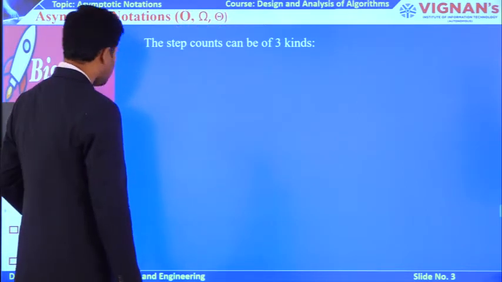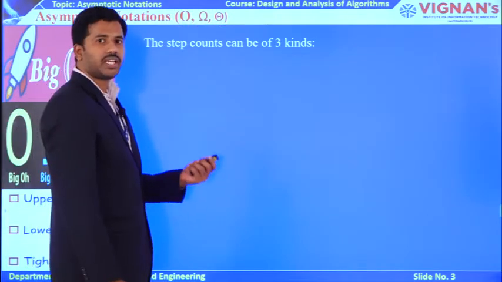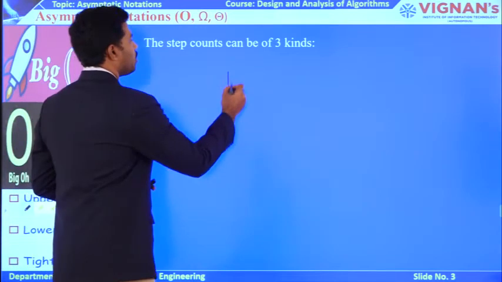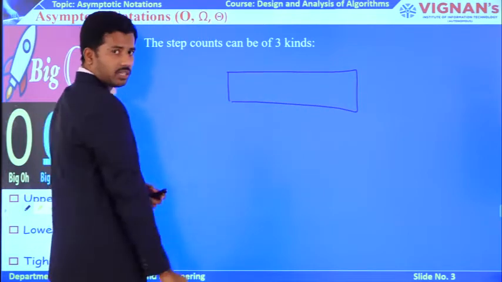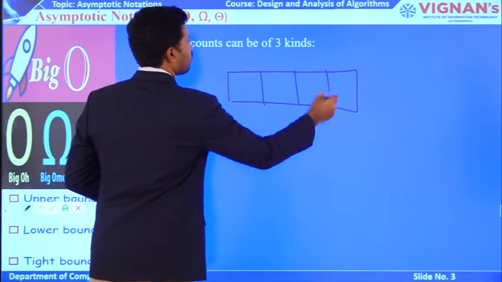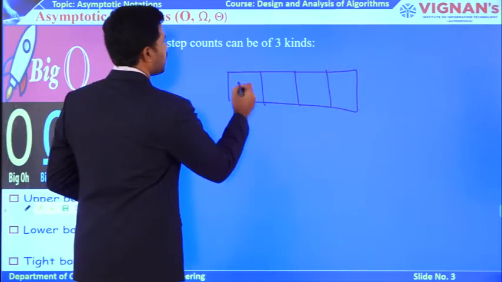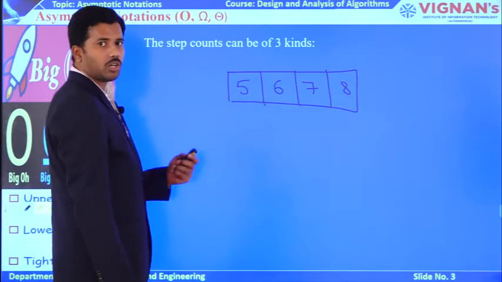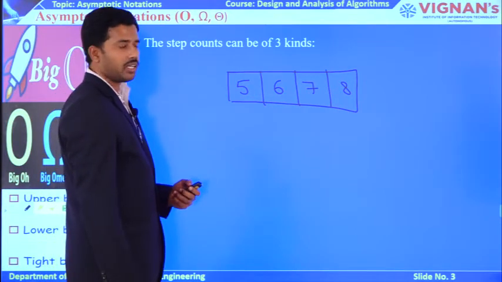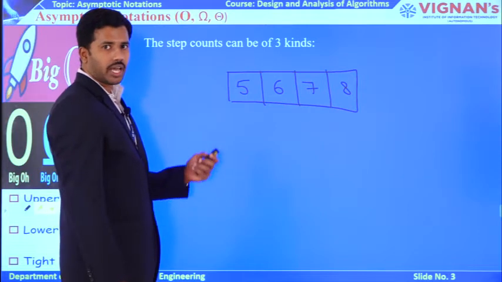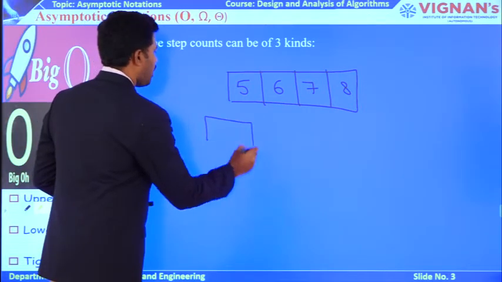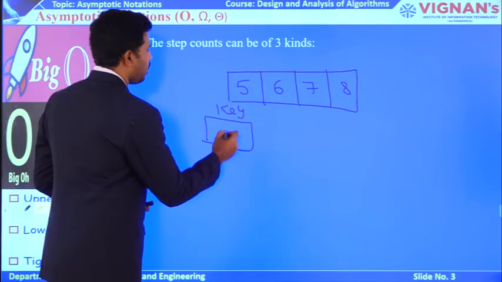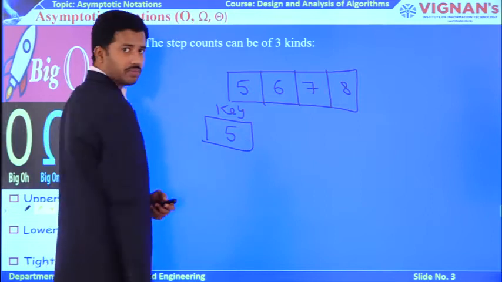Now let us understand why these 3 main cases are available to measure the performance of an algorithm. For example, I am having an array with 4 memory locations. The elements are like this. Now I just want to perform a linear search operation. The size of the array is 4. Now I have a key value, and the key has the value 5.